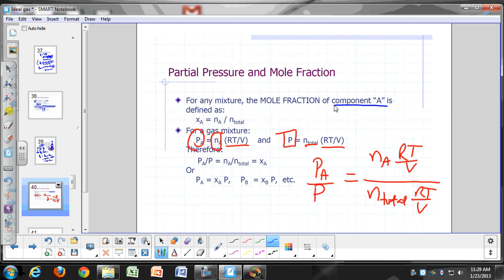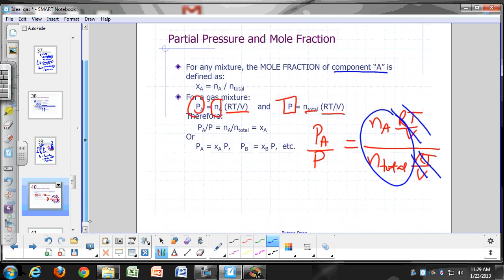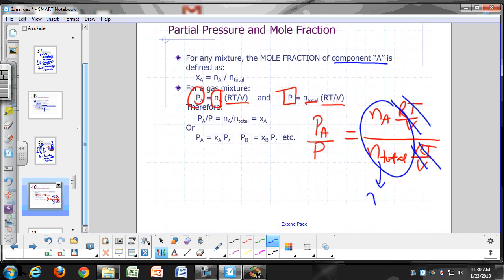Well, T is the same. We're dealing with the same sample. Volume is the same. That sample is just one volume, right? Whatever the volume occupied is by those molecules. So RT over V cancels out. So we can say that the partial pressure of A over P is just moles of A over moles total. But what's moles of A over moles total? That's just the mole fraction of A. So we can say P sub A over P is equal to the mole fraction of A.